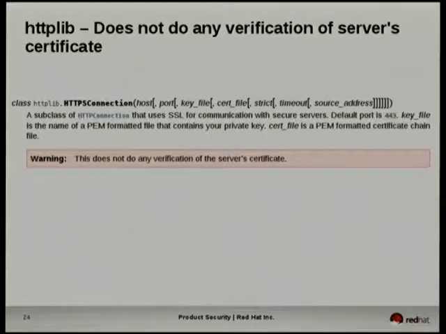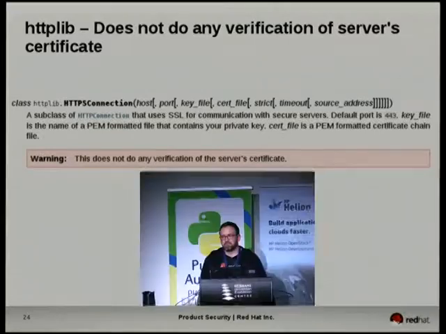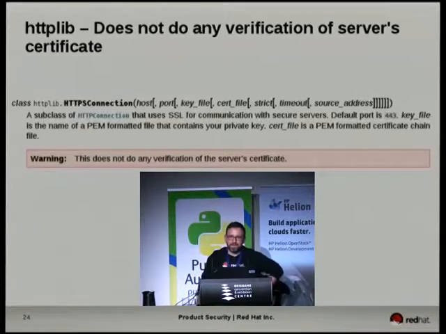So httplib, for the HTTPS connection, doesn't validate the server certificate supplied. So if I was going to sit in between the network connection, I could provide you any old dodgy certificate and you'd be like, okay, cool. And then you'd send me your traffic and it would be all visible to me. So it says quite clearly there that it does not verify the server certificate.